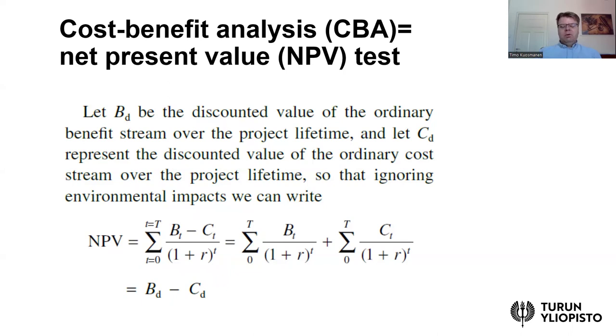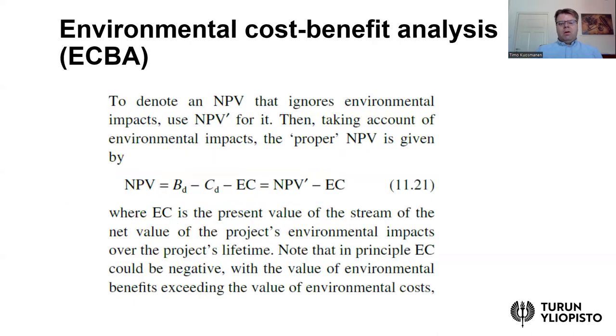But there is nothing really more mysterious than that. This is just a simple exercise in discounting, converting future benefits and future costs to present value terms. And obviously this discount rate R plays some role, and I come back to that in the next video lesson. So then how can this same kind of exercise be done in the usual economic cost-benefit analysis?